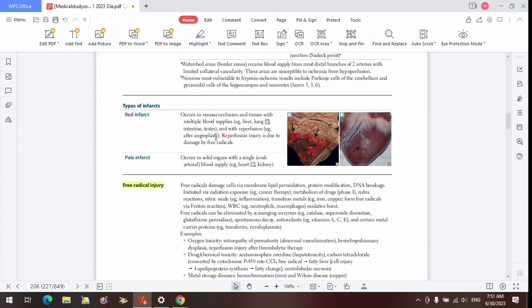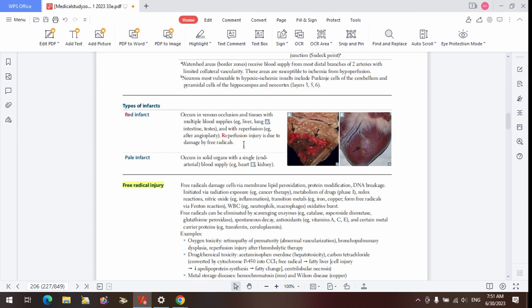So the artery to the vas deferens, the testicular artery, and the cremasteric artery all supply the testes. That is why the liver, the lungs, the intestine, and the testes can suffer red infarct. What is another cause of red infarct? Reperfusion. This one is very self-explanatory.